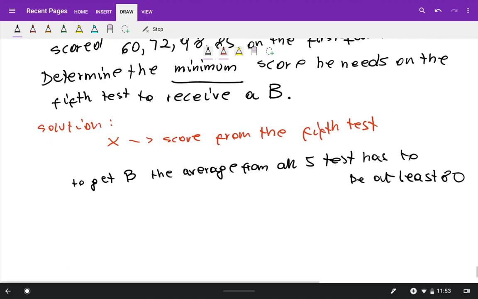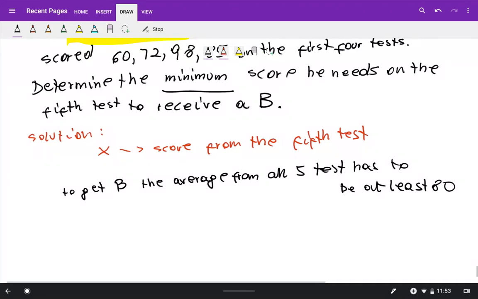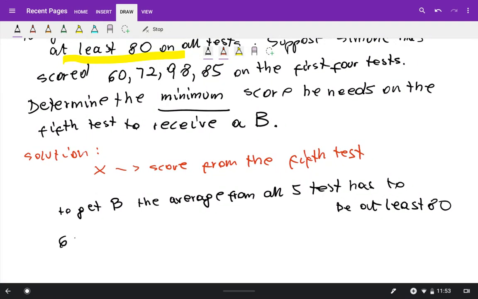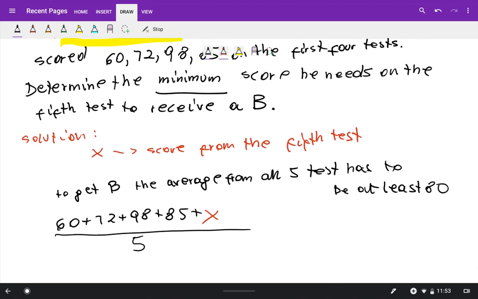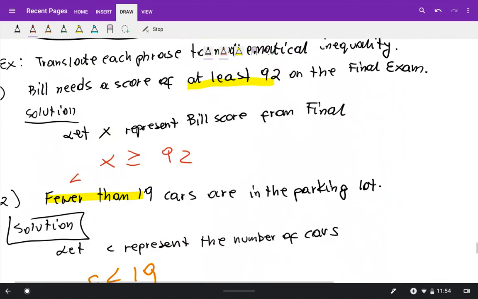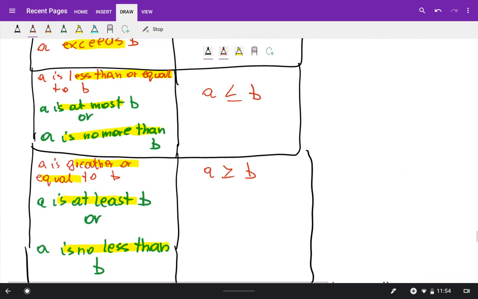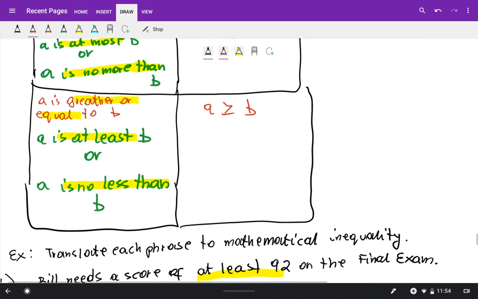Okay, so first we need to find the average. We already have 4 tests. So we have 60 plus 72 plus 98 plus 85 plus test number 5, which is X. And to find the average, we divide all of them by 5 because we have 5 tests. And to get B in the class, he needs to have at least 80. At least 80 means he has to get greater or equal to 80. So again, going back to our table, A is at least B, that's your greater or equal sign.